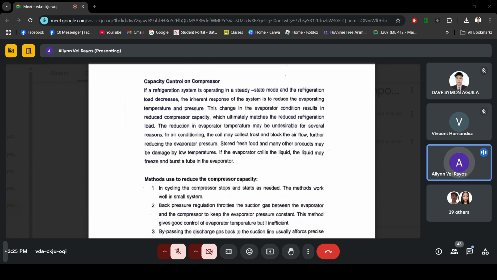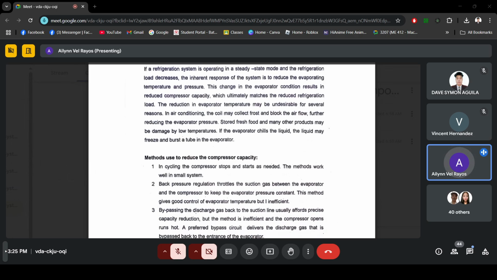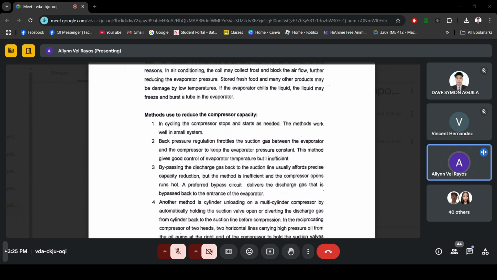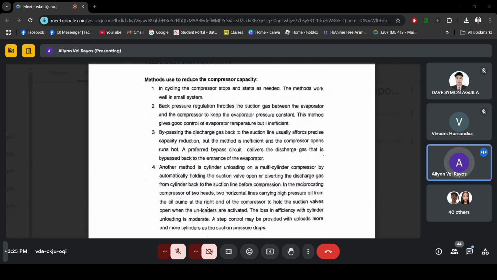Okay, so here are the methods used in order to reduce the compressor capacity. Why again? It was explained in the statements above that the reduction in evaporator temperature may be undesirable for several reasons. That means we can use the following methods in order to reduce the compressor capacity. And what are those methods?